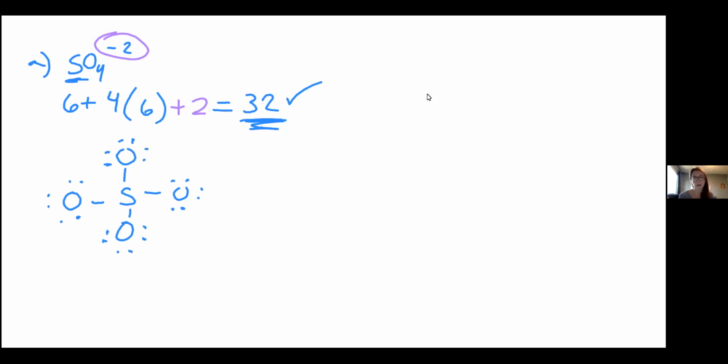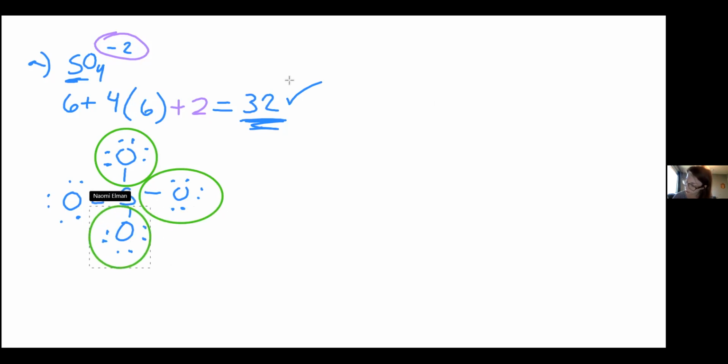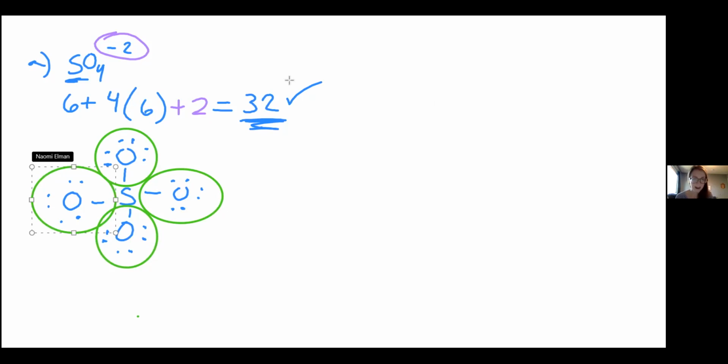So I have the right number in my picture, but then I have to make sure everyone's happy, everyone has a complete octet. Sulfur and oxygen, neither of those are exceptions, so they do each want 8. Checking each of those elements, this oxygen thinks it has 8 electrons because of the 3 lone pairs and the 2 in that bond. You could say the same for this oxygen, also has 8. This oxygen, my circle's not really centered well, but there, that oxygen has 8. This oxygen also has 8.